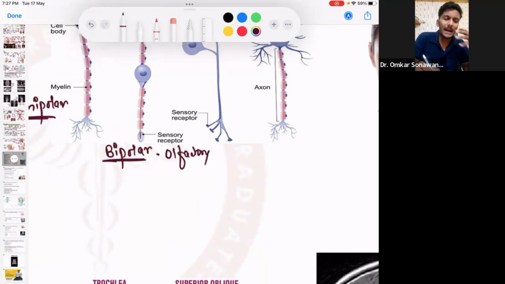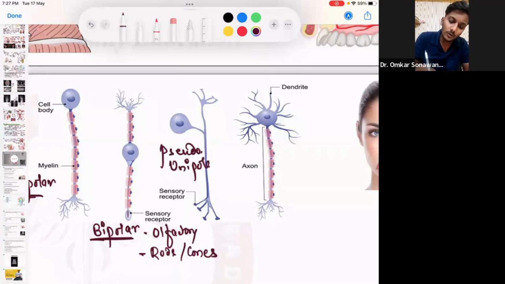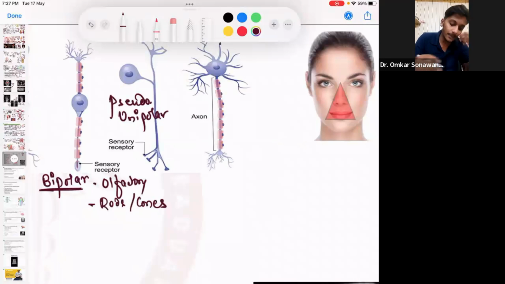Bipolar neurons were seen in the olfactory neurons and also in the rods and cones. Then this type of neuron, which has one cell body, one axon arises, but it gets divided into two. This is known as a pseudo-unipolar neuron. And the last one, here you can see multiple axons arising. This is known as a multipolar neuron.